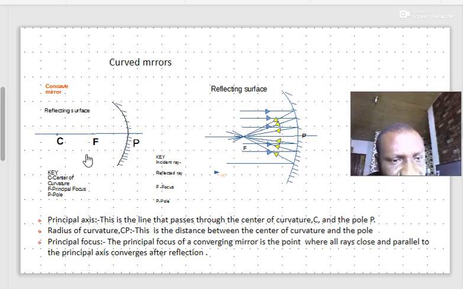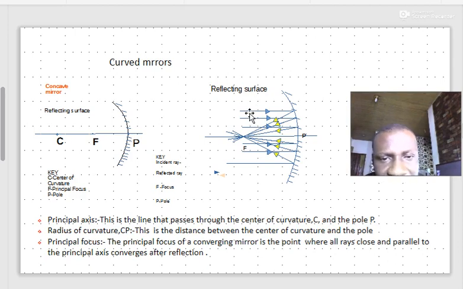There's a midpoint between C and P. That point is called the focal point. The focal point is a very important point in describing curved mirrors. Now we have to concentrate on this focal point. The focal point is called the principal focus here. The principal focus of a converging mirror is the point where all rays close and parallel to the principal axis converge after reflection by the mirror.